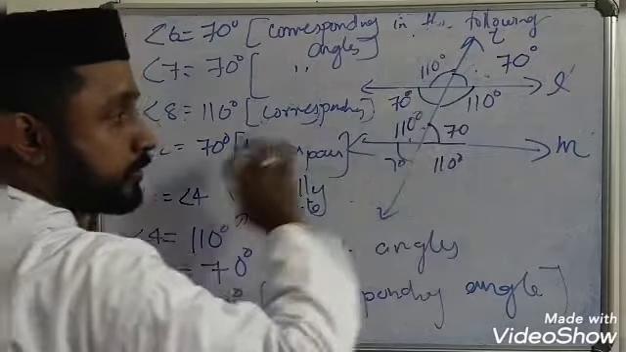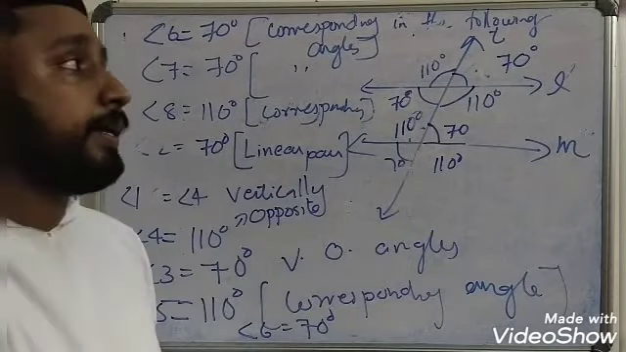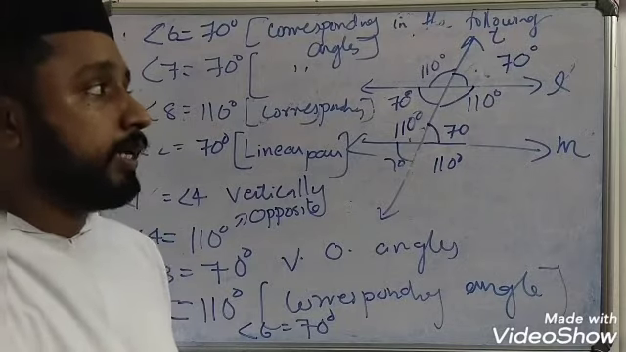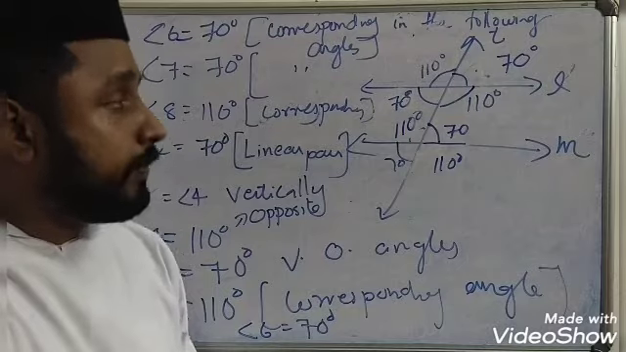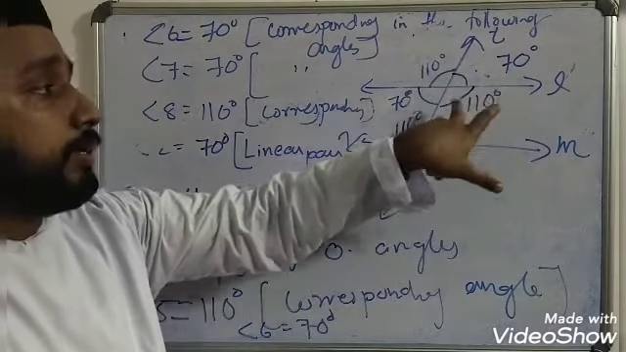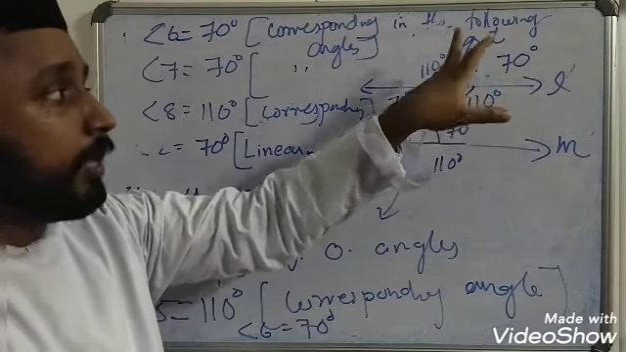This corresponds to this. So the condition is that when two parallel lines are cut by a transversal, corresponding angles are equal, alternate interior angles are also equal, then adjacent angles on the interior angles on the same side or exterior angles on the same side are also equal.